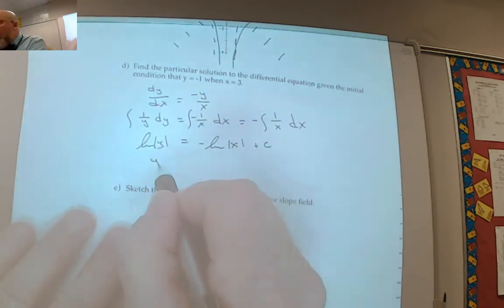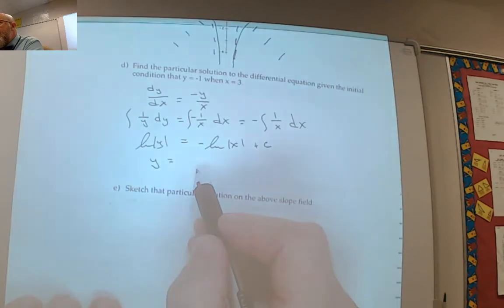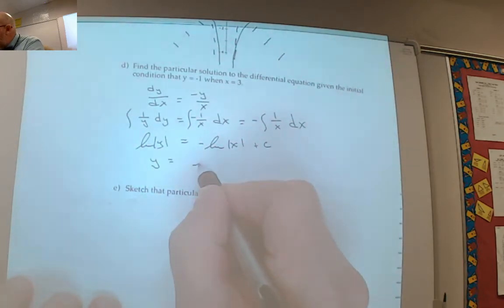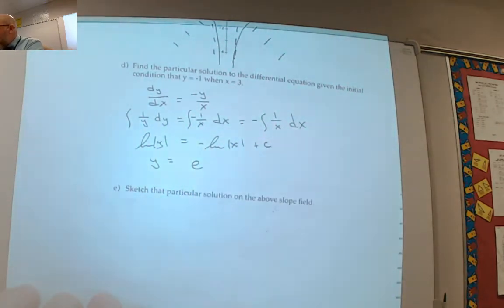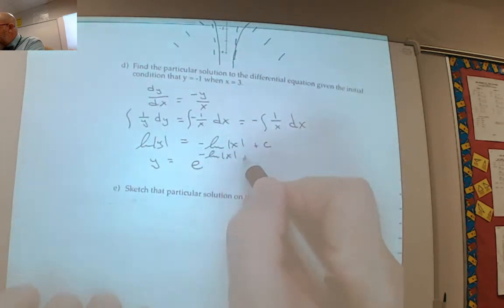Okay. Y is by itself, correct? Equals, what's my base? E. What's my exponent? Negative ln of x plus c.